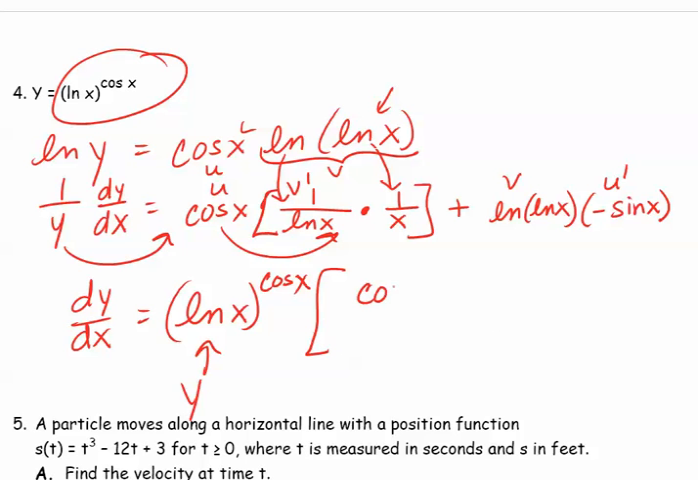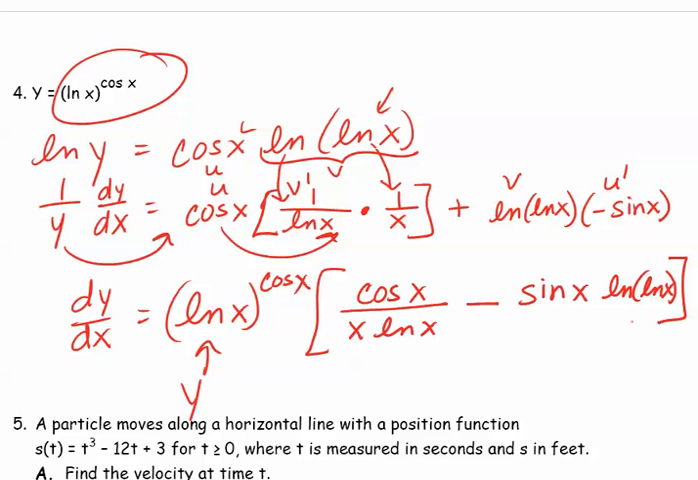I could put cosine in the numerator and x ln of x in that denominator. And then I'd have a minus sine of x times ln of x. And I think that will do it.